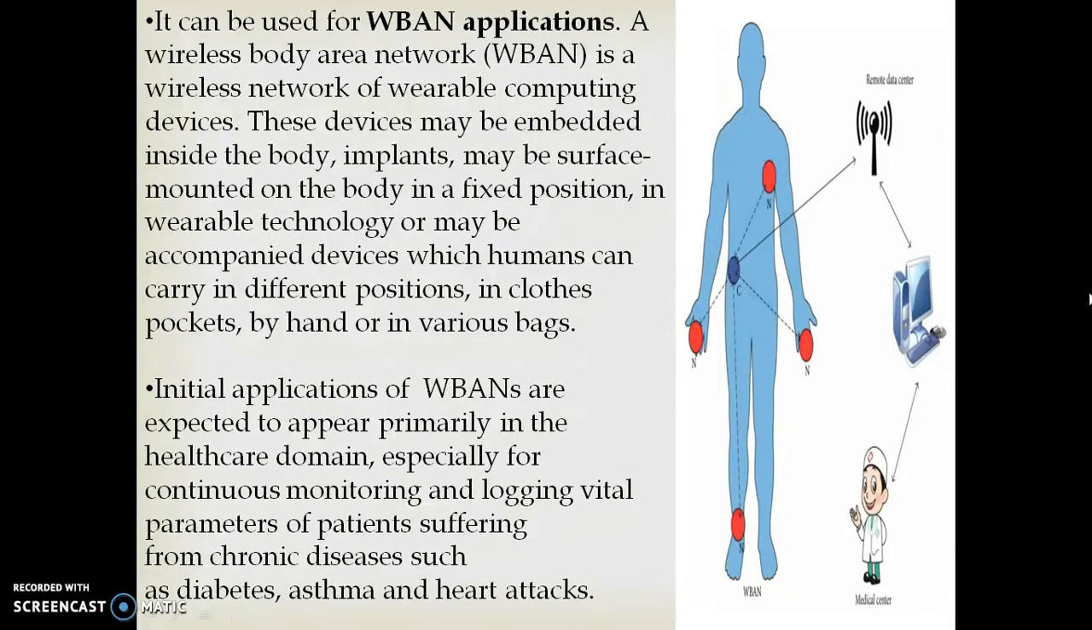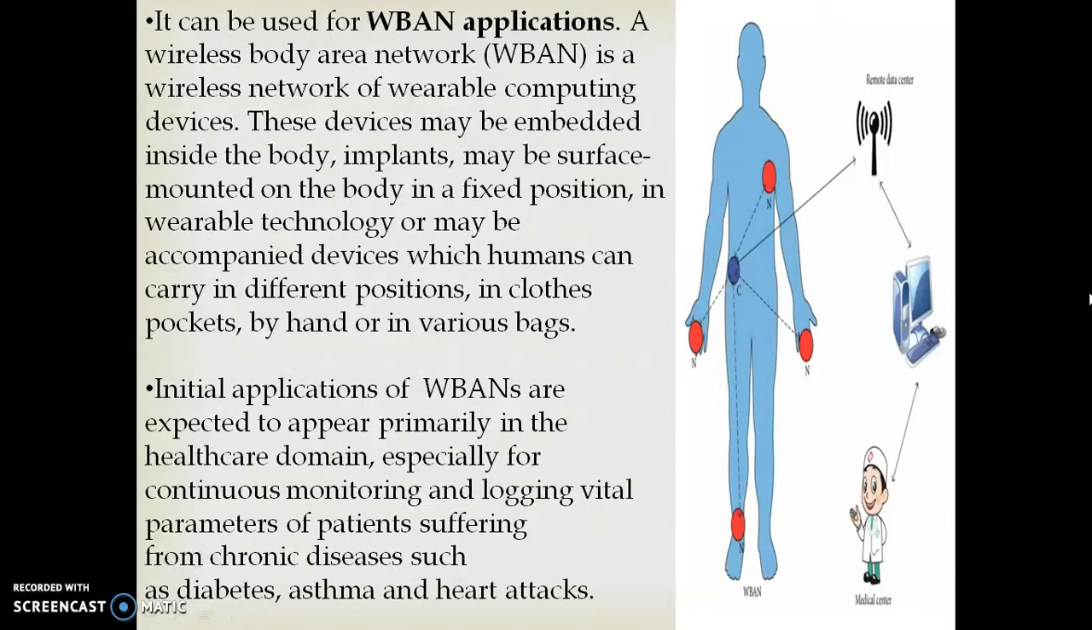The next resonant frequency is at 4.34 GHz, so it can be used for W-band applications. A W-band or wireless body area network is basically a wireless network of wearable computing devices. These devices may be embedded inside the body as implants, may be surface mounted on the body in a fixed position, in wearable technology, or may be accompanied devices which humans can carry in different positions, like in cloth pockets, by hand, or in various bags. It can use W-band wireless technology as gateways to increase their range. In this way, it is possible to connect wearable devices on the human body to the internet.